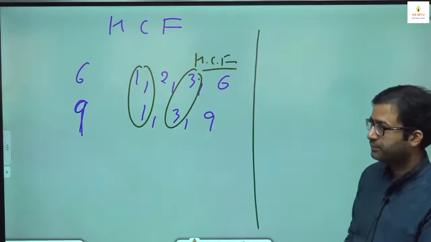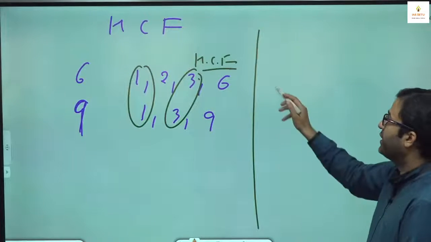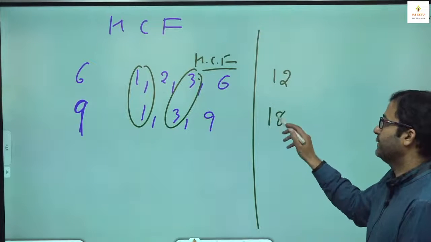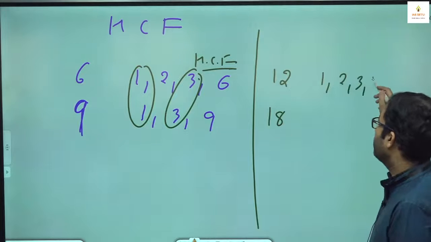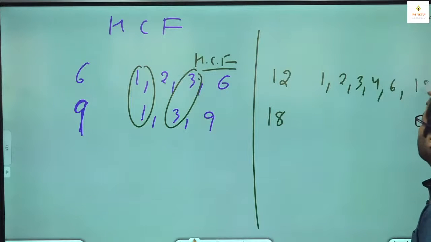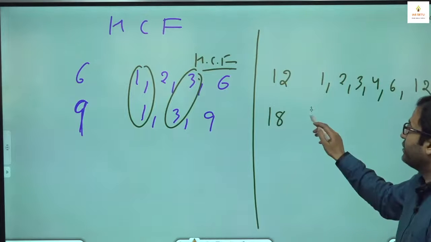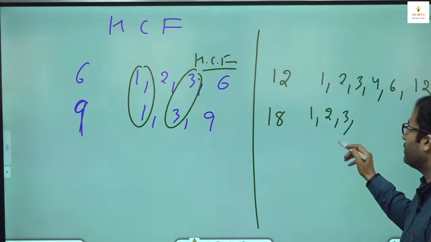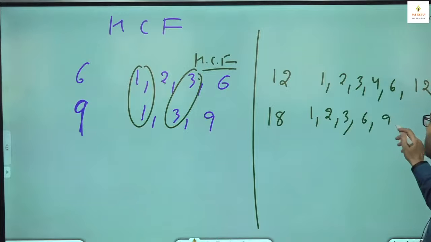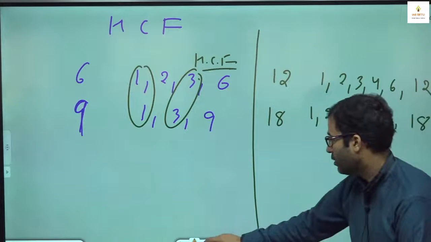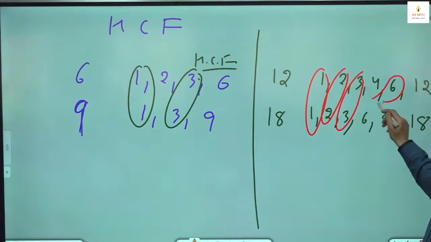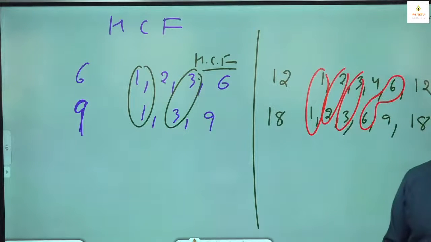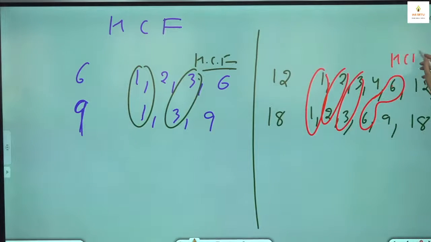Like for example, if we take numbers 12 and 18, what are the factors of 12? 1, 2, 3, 4, 6, 12. What are the factors of 18? 1, 2, 3, 6, 9, 18. What are the common factors? We have 1, 2, 3, 6. Out of 1, 2, 3, 6, which one is the highest? 6. So 6 here is the highest common factor.